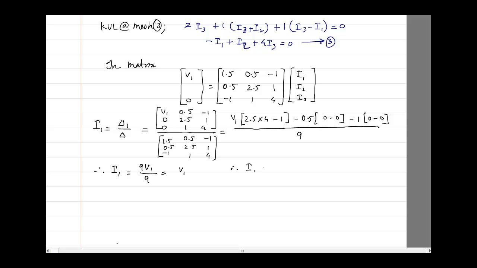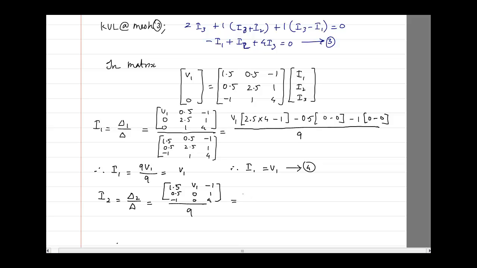Therefore, I1 is equal to V1. This is the fourth equation that we have got. Similarly, if I am going to do I2, which is delta 2 by delta, in the second column I will have to change. So 1.5, 0.5, minus 1. The second column is going to be V1, 0, 0. The third column is going to be minus 1, 1, 4. And delta we have already calculated as 9.